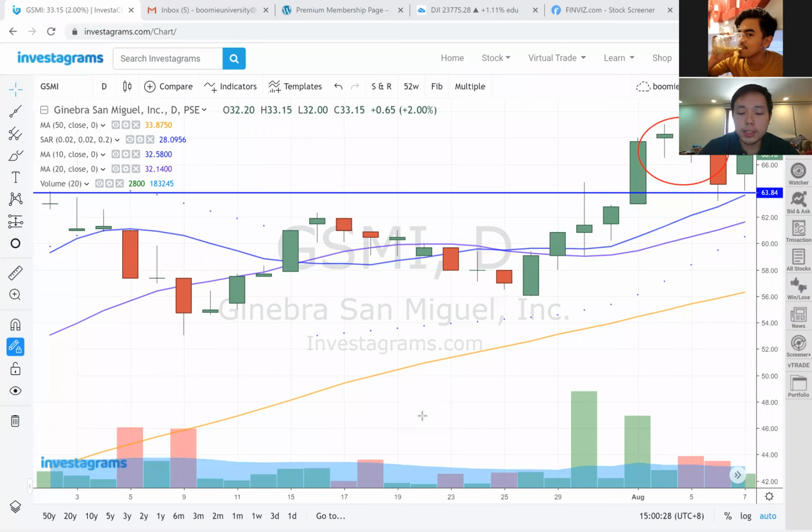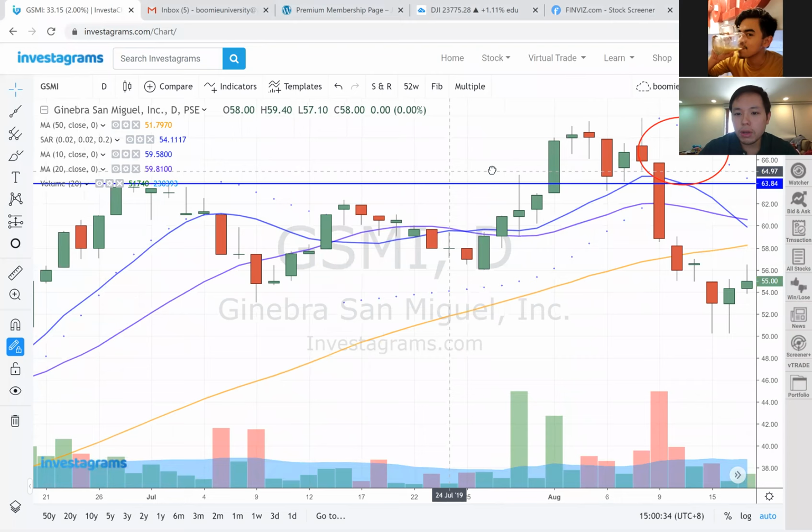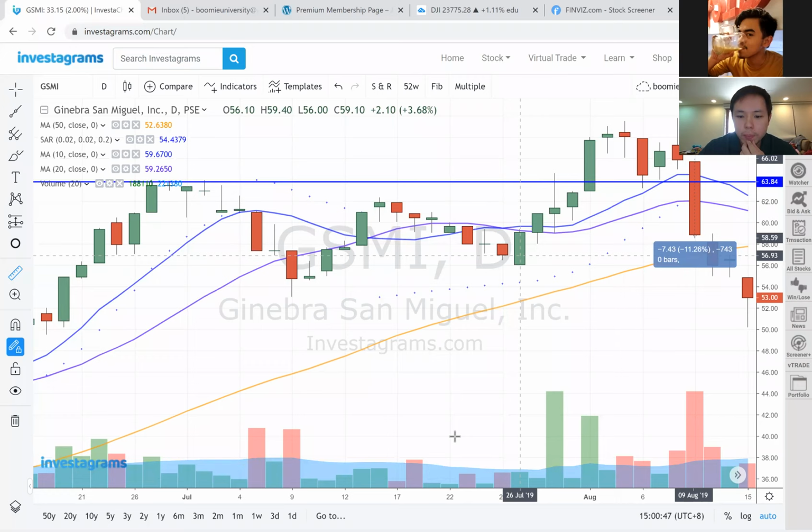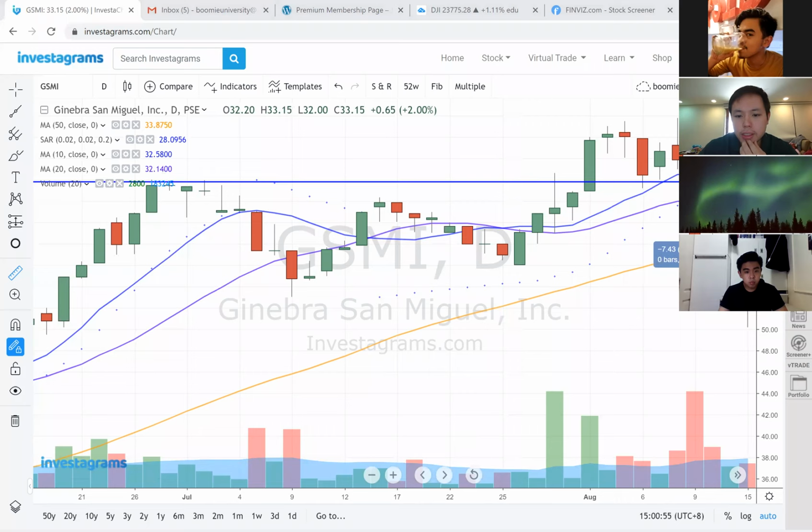So, hindi ko siya binenta. So, ano nangyari next? Boom! Gumuhit pababa. From nag-high ng 69, biglang on one day nag-58. It was down more than 10%. Okay, so binenta ko siya sa 62, 60, tapos 58. 60, dito na, 60. So, binenta ko na siya dito.